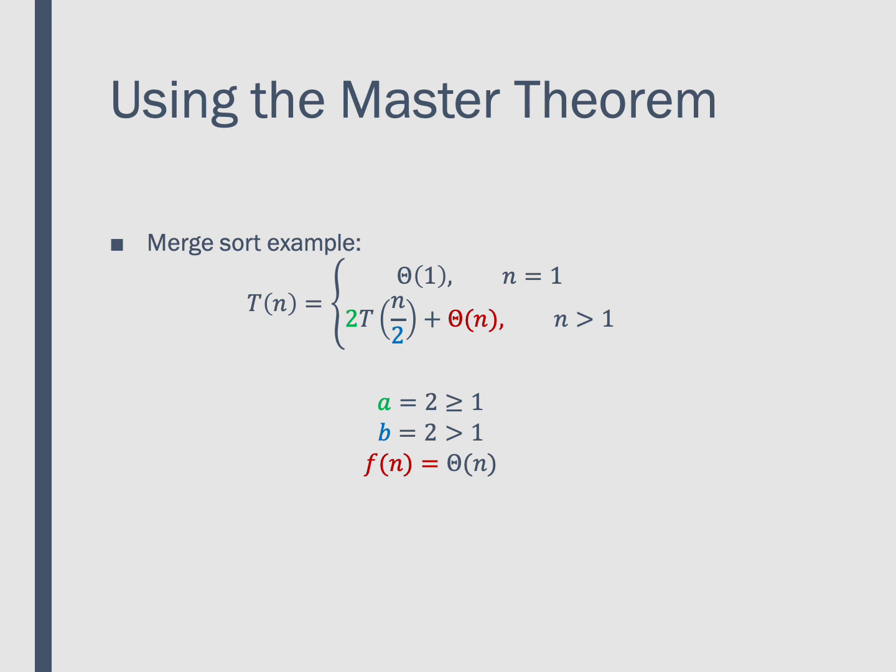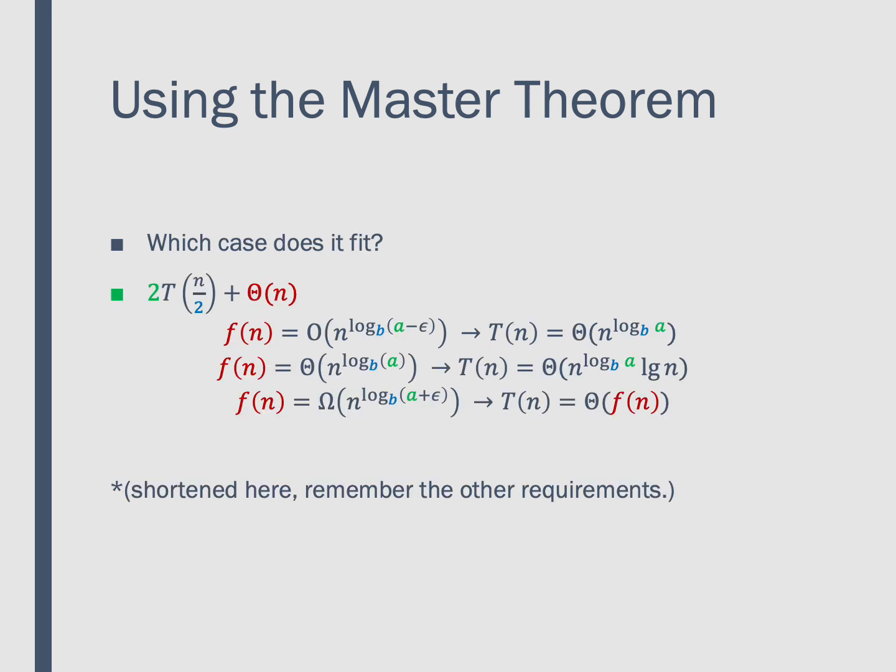Now to solve this merge sort example, we'll see here: a = 2, the number of recursive calls, b = 2, the division factor of the problem size, and f(n) = Θ(n), the non-recursive cost. Then we compute log_b a, so log_2 2 = 1. In step 3 we compare f(n) with n^(log_b a) = n^1. Now we have 3 cases to consider here.